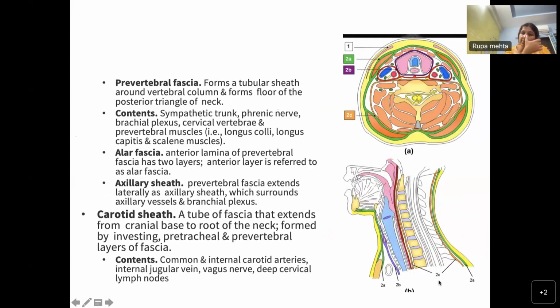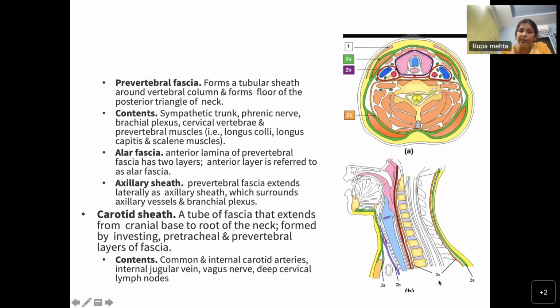That is the pretracheal fascia, which encircles the thyroid gland, the parathyroid gland, trachea, and esophagus. Then you have the prevertebral fascia, which is the deeper layer of the deep cervical fascia, which forms a tubular sheath around the vertebral column and floor of the posterior triangle. Contains the sympathetic trunk, the phrenic nerve, the brachial plexus, and prevertebral muscles. Alar fascia is the anterior lamina of prevertebral fascia. The anterior layer of that prevertebral layer is the alar fascia.